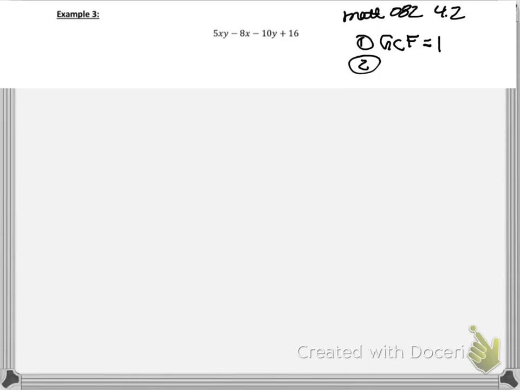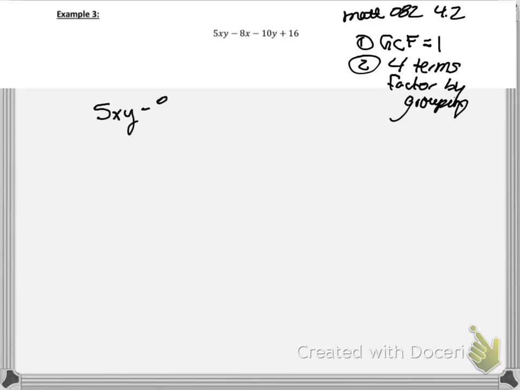So now we can move on to our second step. Remember we said that if we see four terms, then we are going to attempt factoring by grouping. That's not how you spell grouping. This one is a wee bit tricky, which is why I really wanted to do this example with you. So I'm going to rewrite it down here just so it's a little bit more spacious.